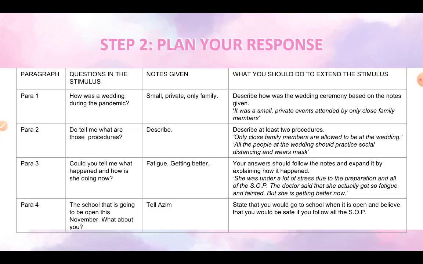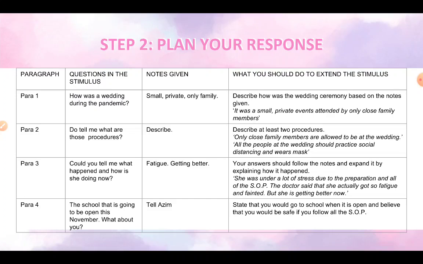Let's go to question 2. Azim asked, do tell me what are those procedures, the strict SOP. What you should do is describe at least 2 of the procedures. Sample answer: only close family members are allowed to be at the wedding, and all the people at the wedding should practice social distancing and wear masks. Okay, now that should be answering question 2.